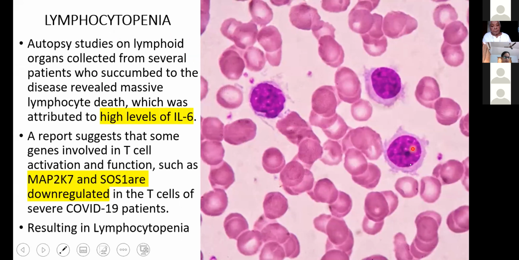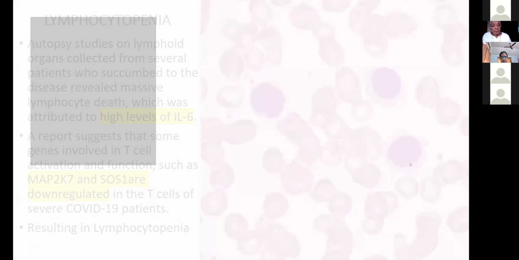An autopsy study was done in those patients who died because of the COVID-19 infection, and a massive lymphocyte depletion was seen, and that was attributed to higher levels of interleukin-6. However, there are also research papers which say that the decrease in T cell number was also because of the downregulation of 2 genes, MAP2K7 and SOS1, and these genes are important for T cell activation and function. Therefore, both of these lead to lymphocytopenia.